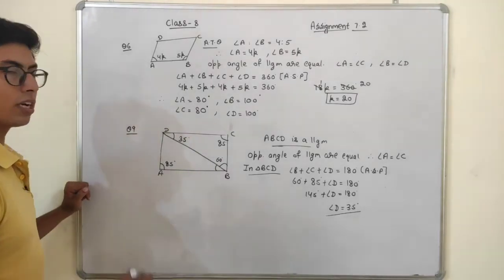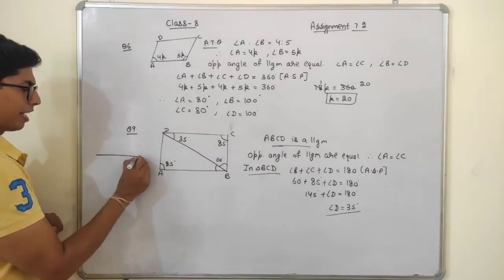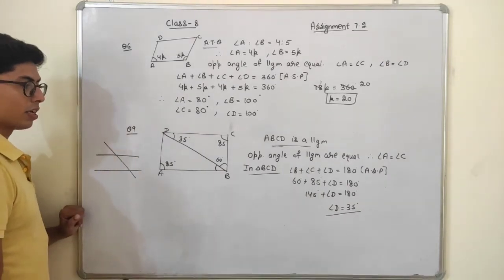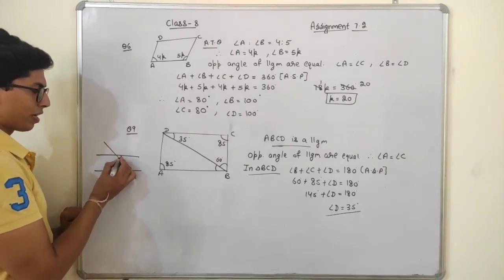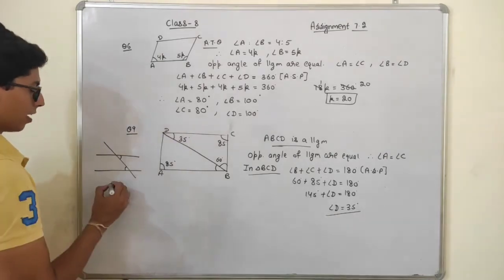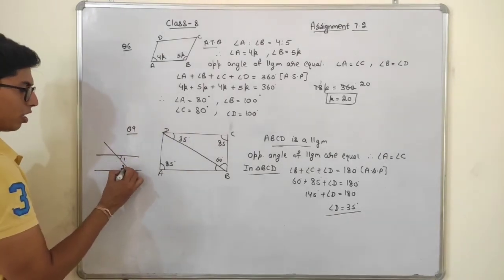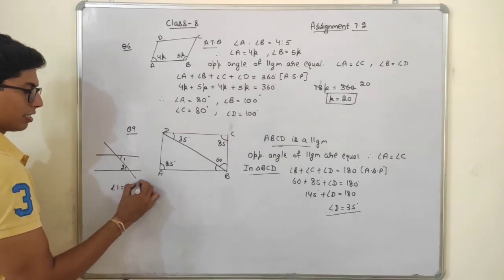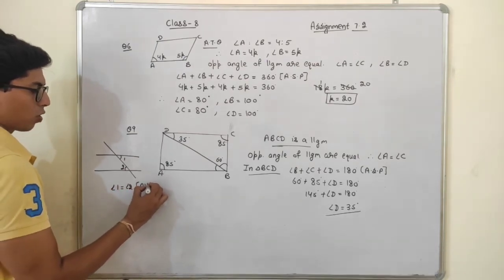Now, students, just remember this property. If I take two parallel lines and I take a transversal like this, then see these two angles, students. These two angles are equal because of alternate angles. If I take angle 1, angle 1 is equal to angle 2. These are alternate angles.